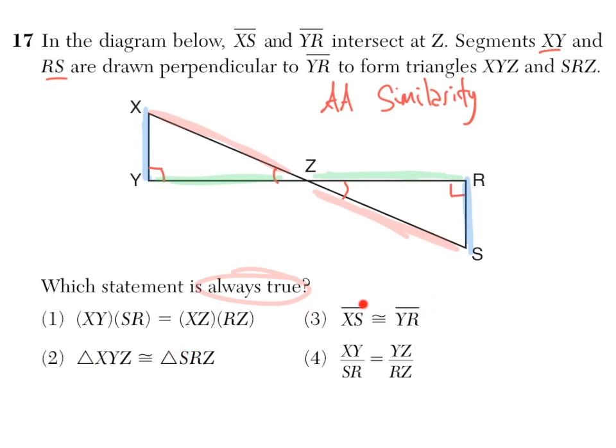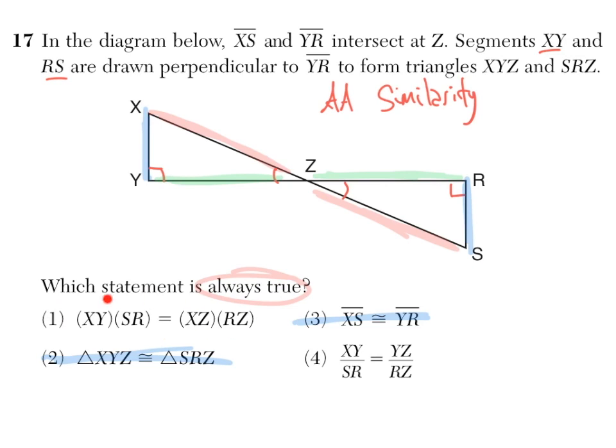Likewise, option 3 says that this segment is congruent to this segment. And we can eliminate those because these triangles being similar doesn't guarantee that they're congruent. So we can't assume that corresponding parts are congruent. So we can eliminate option 2 and option 3.